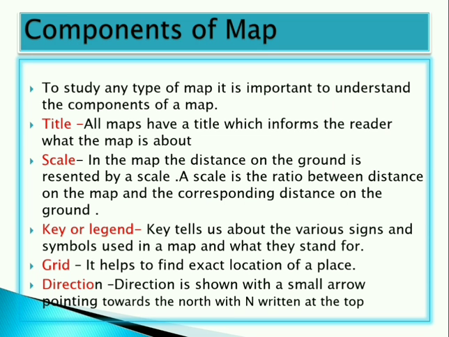Then another is grid. It helps us to find the exact location of a place. Then direction. Direction is shown with a small arrow pointing towards the north with N written at the top of the map. See, at the top of the map and on the right hand corner, you can see one arrow marked which is pointing upwards, and N is written on it. So it shows the north direction. And when we know one direction, we can find out the other directions.